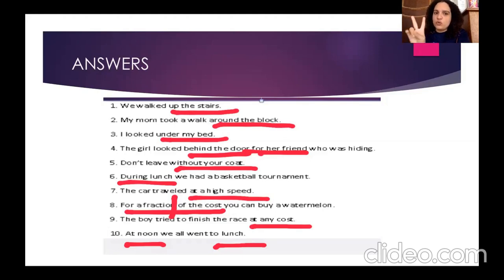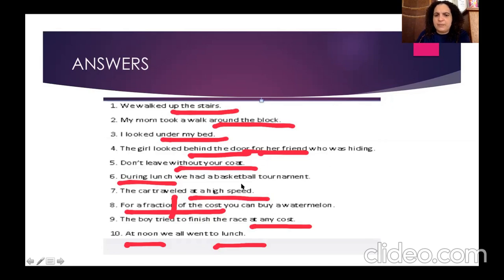And here we have two prepositional phrases. That's possible, okay? So when I say the girl looked behind the door for her friend, two prepositional phrases. Prepositional phrase one is behind the door. Behind is the preposition and door is the object of the preposition. For her friend, for is the preposition, friend is the object of the preposition. So I have there two prepositional phrases. Next is don't leave without your coat. Without your coat, prepositional phrase. Without, preposition; coat, object of the preposition.